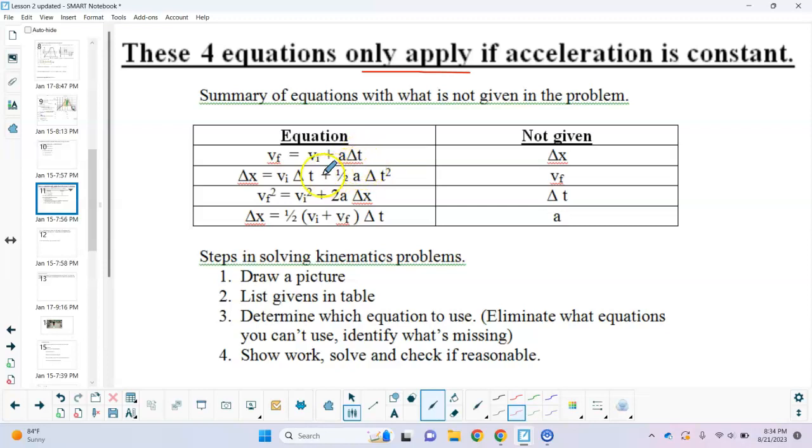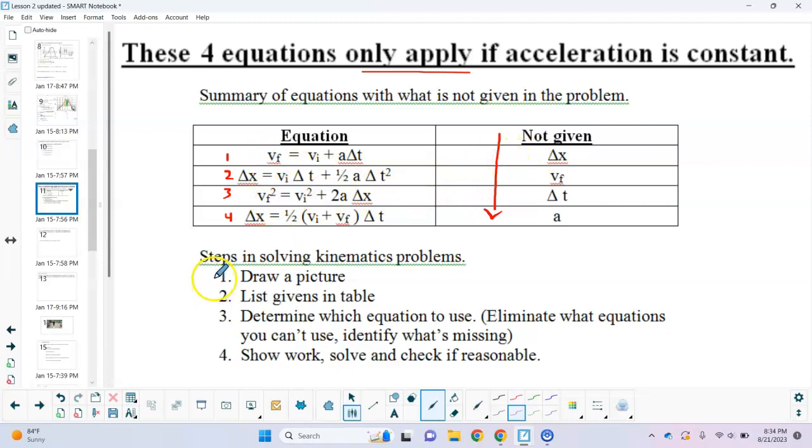I usually number these 4 equations 1, 2, 3, and 4, so that when I ask which equation you think you should use, hopefully you'll pick the right one. This column over here is going to lead you to decide which of these 4 equations you would want to use. It says not given, so I'll come back and explain that in a second.